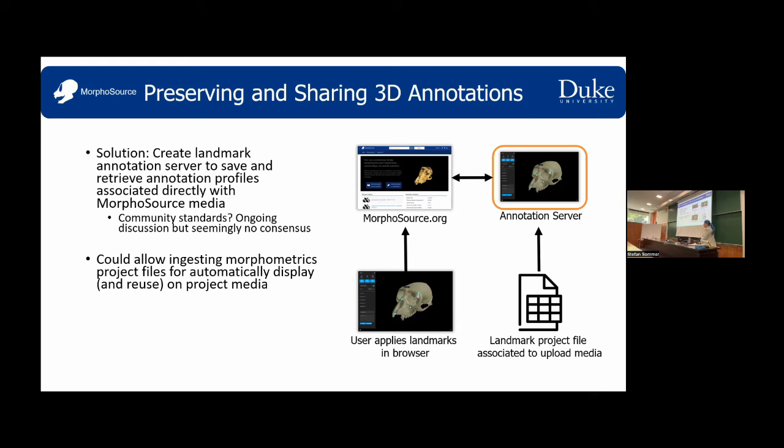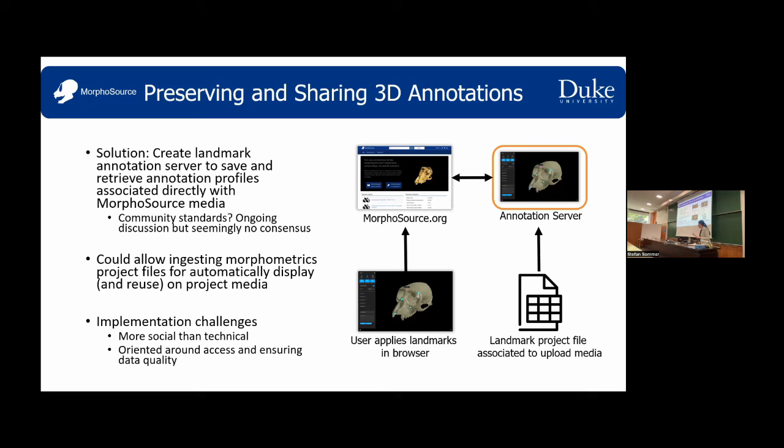Something really nice this will allow is for morphometrics researchers. This would potentially allow users to just upload a morphometrics project file. So say you have 20 specimens where you've recorded the landmarks for each specimen and you know what their identities are. This would theoretically enable a user to upload that to the annotation server, and then other users could directly view the landmarks in the preview on the website.